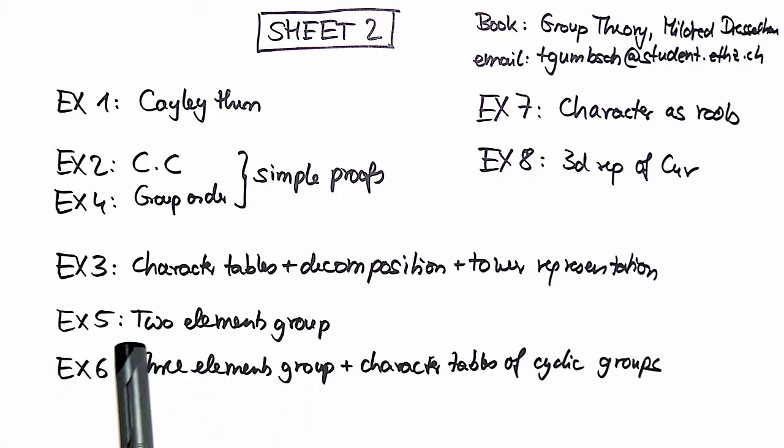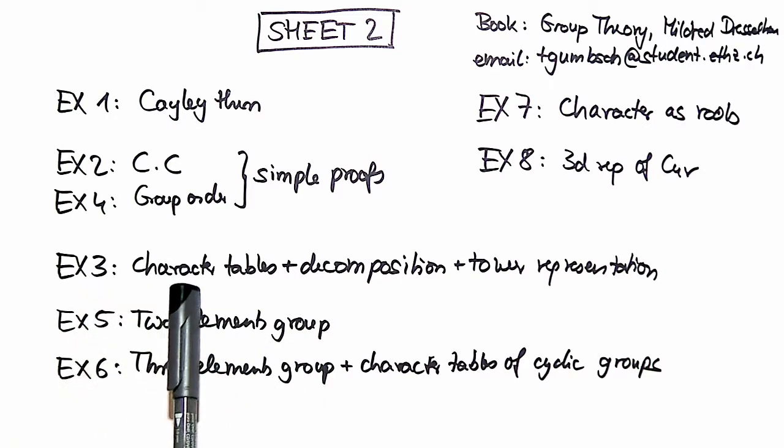Then you also have exercise 5, which is the consideration of a general two elements group when you want to construct the most general 2D representation. This is a little bit like exercise 6F from the last exercise sheet, where you construct matrices as general as possible.